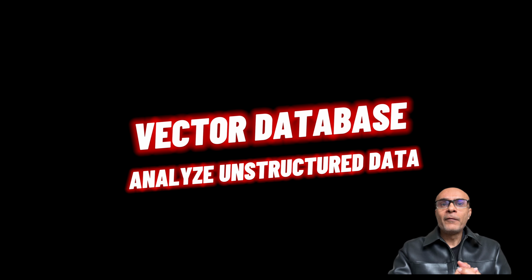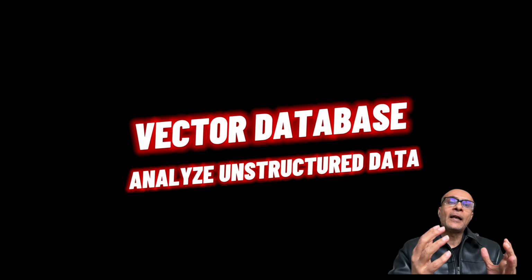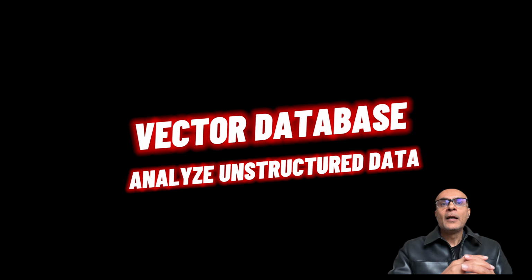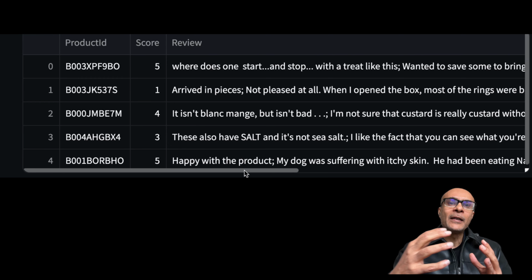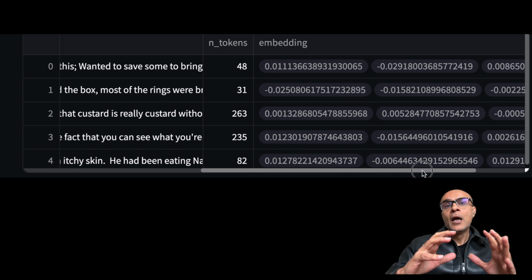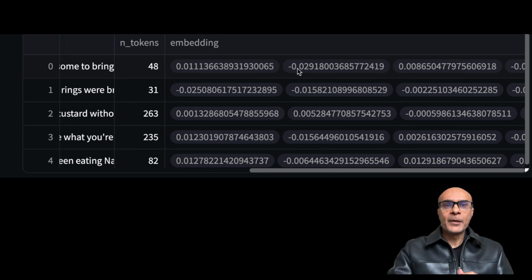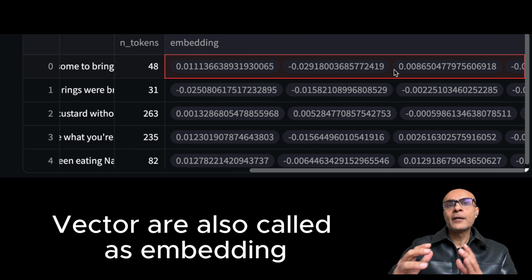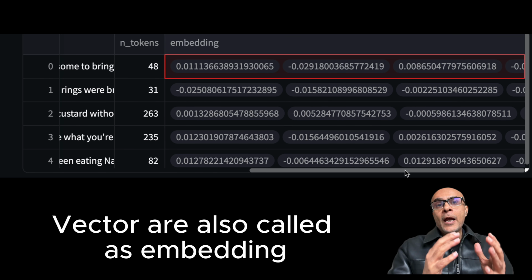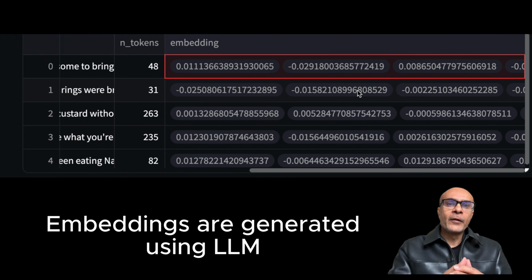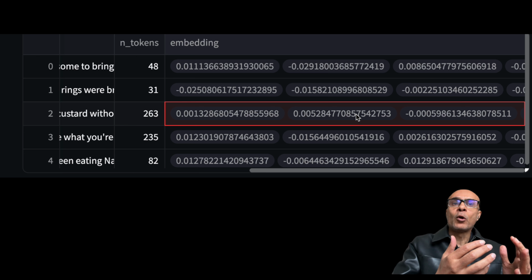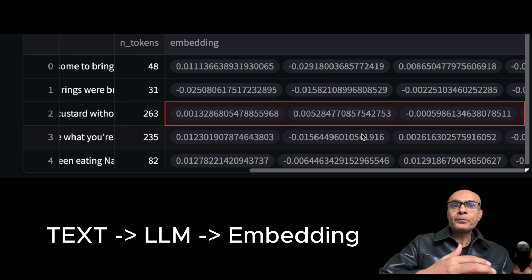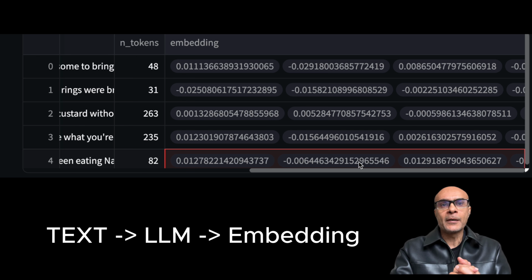So enter the vector database, which helps to analyze unstructured data. Let me first explain the word vector. Vectors are numeric representation of text. So for example, here we see that all the customer reviews are represented as numeric representation, and this numeric representation is also called as embedding. And embeddings are generated using large language models. And in this example, I have sent all the customer reviews to large language model GPT-4 from OpenAI, which has given me this numeric representation.